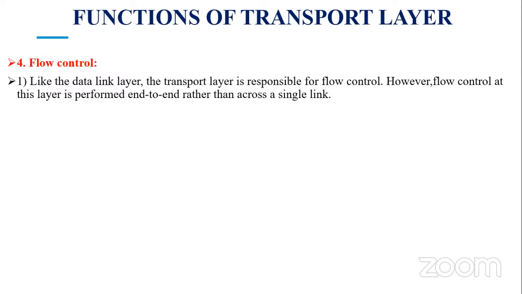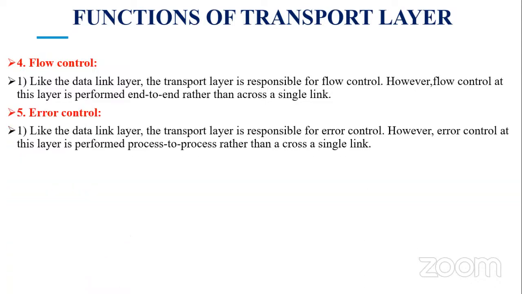Data link layer will take care of flow control, whereas this transport layer will also take care of this. Like the data link layer, the transport layer is responsible for flow control also. However, flow control at this layer is performed end to end rather than across a single link. It will take care of error control also, like the data link layer. Like the data link layer, the transport layer is responsible for error control by adding some frame check sequence to each and every packet.